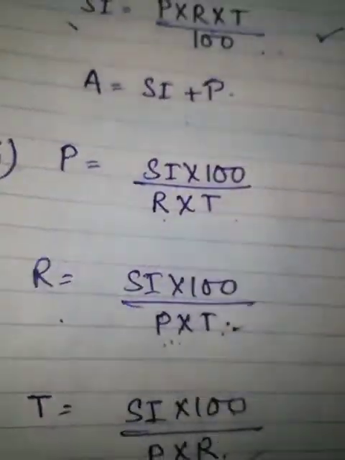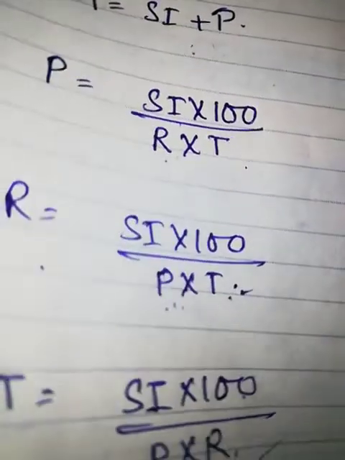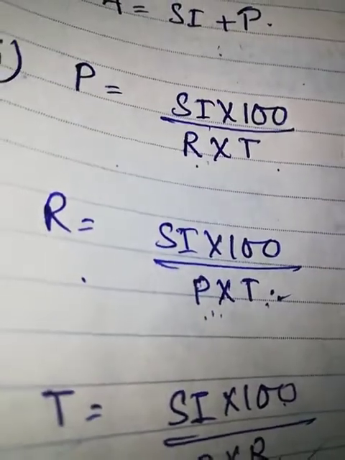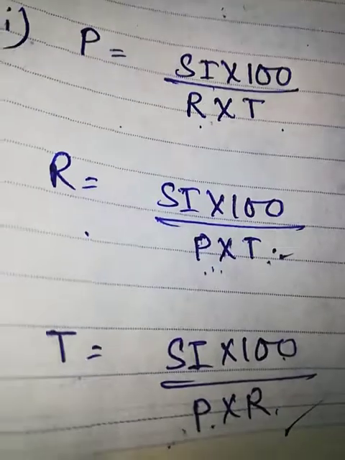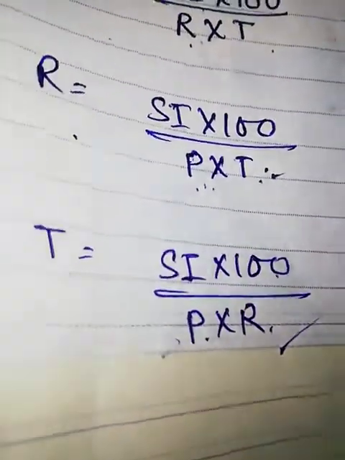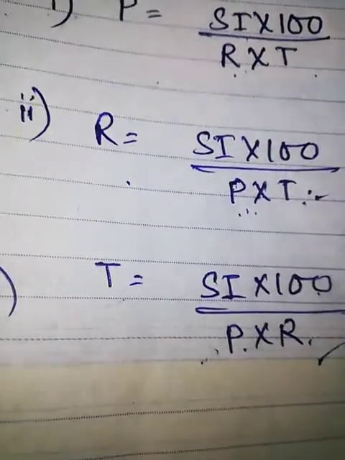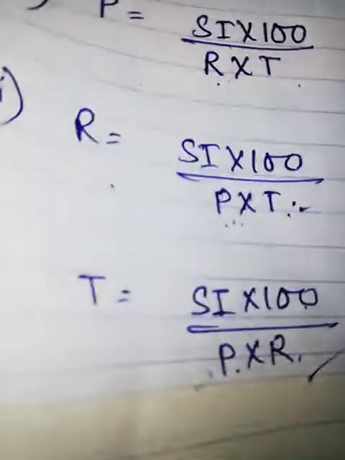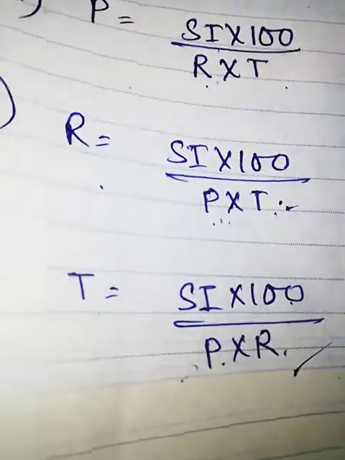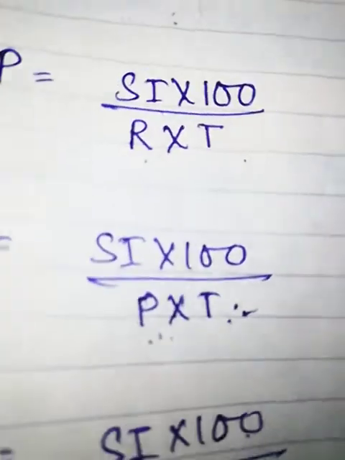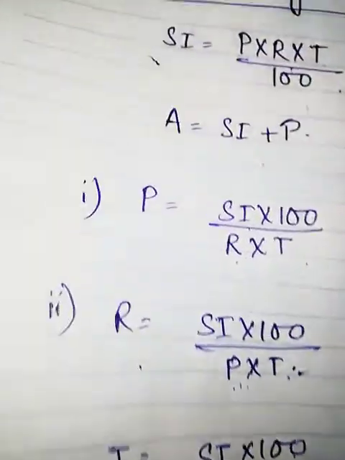If you want to find out the principal, we use the formula SI into 100 by R into T. To find out the rate, we use the formula SI into 100 by P into T. To find out the time, we use the formula SI into 100 by P into R. Now I would like to give you some tips related to time.